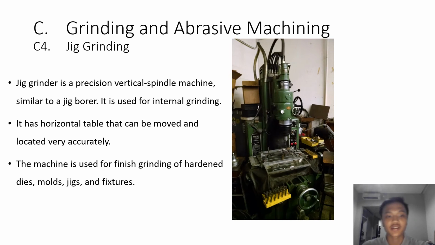So the next one is jig grinding. A jig grinder is a precision vertical spindle machine, similar to a jig borer. It is used for internal grinding. It has a horizontal table that can be moved and located very accurately. The machine is used for finish grinding of hardened dies, molds, jigs, and fixtures.